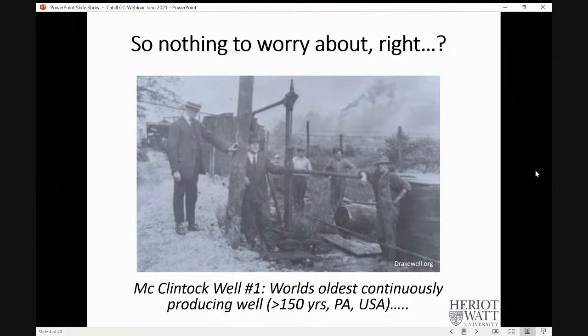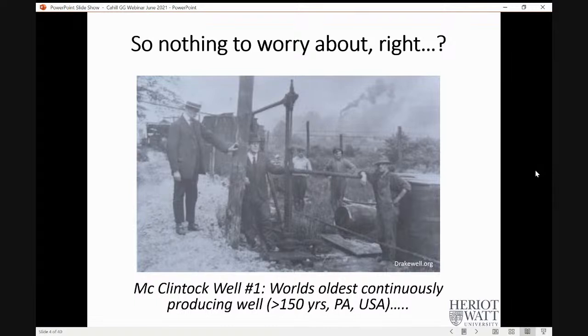And here we see a nice historic picture from about, I think this is about 120 years old. This is McClintock Well number 1, which is apparently the world's oldest continuously producing well in Pennsylvania in the US.